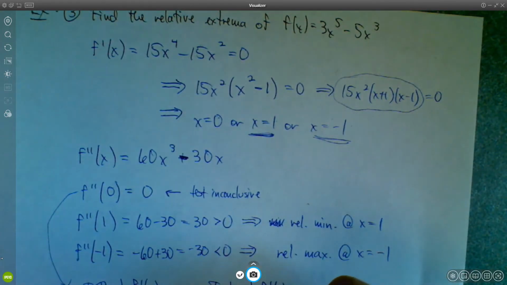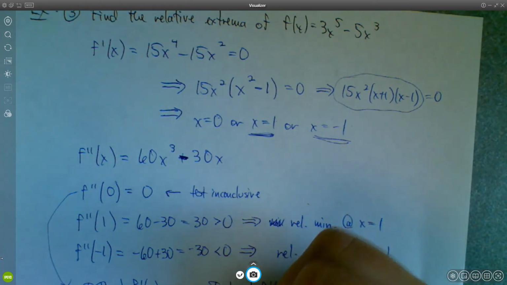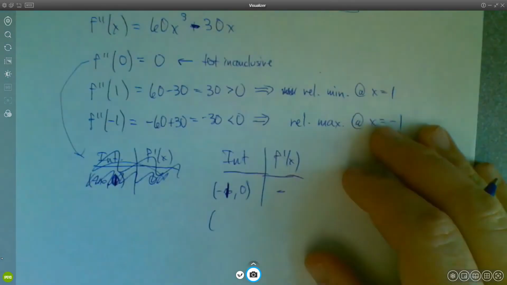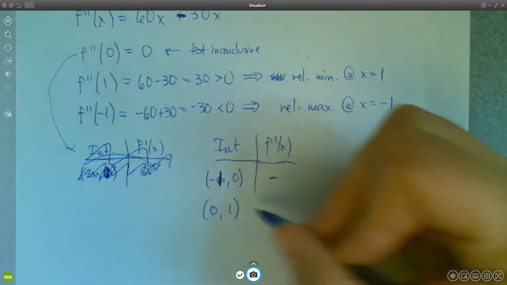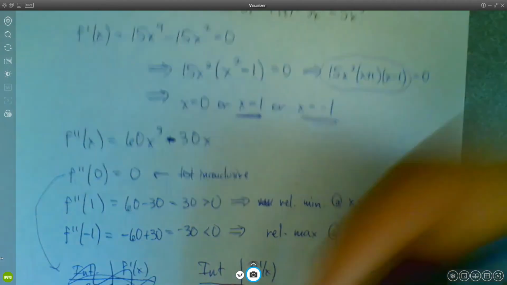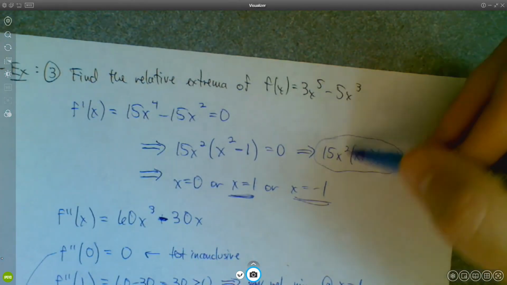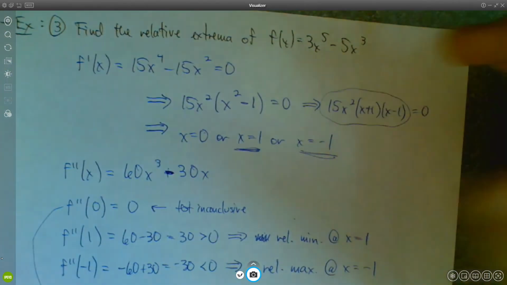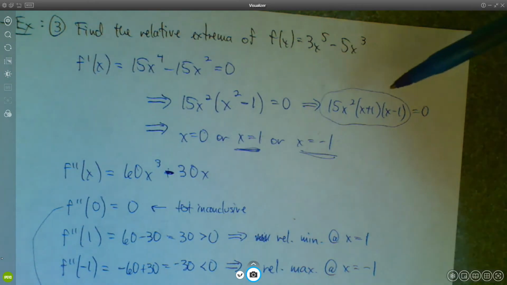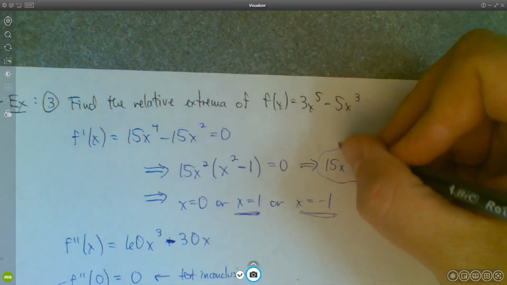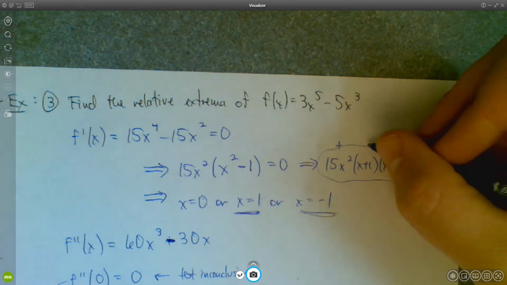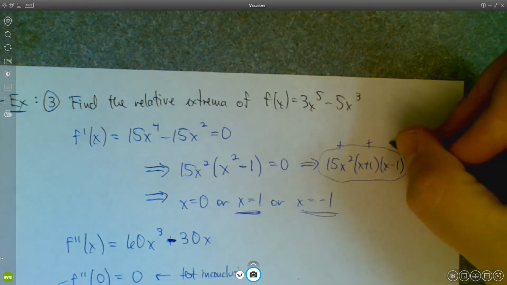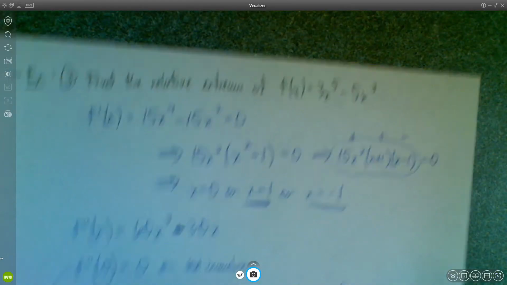Okay, now if I plug in something between 0 and 1, like +1/2... Hold on. Okay, let me try this one more time. If I plug in -1/2, -1/2 squared is positive. -1/2 plus 1 is positive. -1/2 minus 1 is negative. Okay, positive times positive times negative is negative. Okay, good. That checks out.